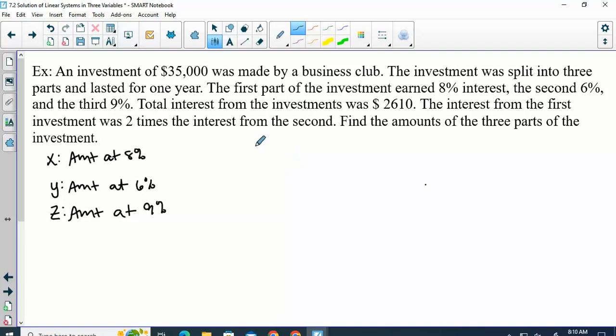All right, what would my first equation be? X plus Y plus Z equals 35,000. Right, how many equations do we have to get? 3. The next information I gave you was total interest. We know interest is principal, which is our variable, times the rate times the time, and we said it was just 1 year. So how would I show my interest?